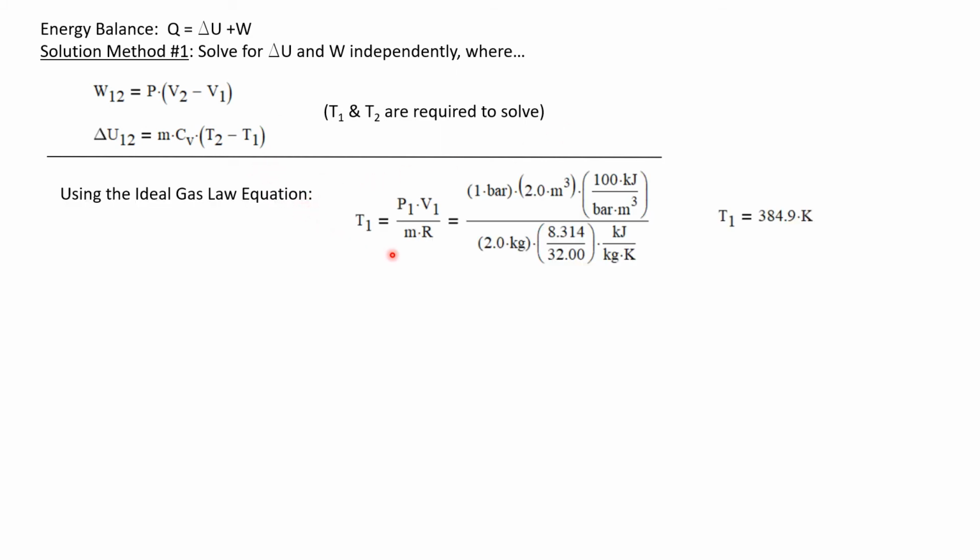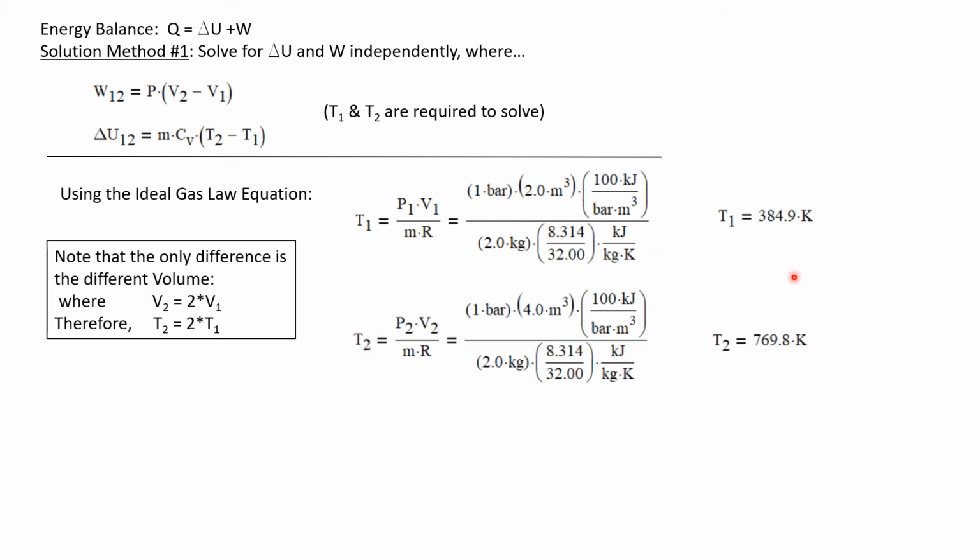I can get them from the ideal gas law. T1 is P1 V1 over M R, and I know all of these values. The pressure is 1 bar. The initial volume is 2 cubic meters. I have an energy conversion here: 1 bar cubic meter is equivalent to 100 kilojoules. The mass of the system is 2 kilograms. The gas constant is 8.314 divided by the molecular weight of 32, having units of kilojoules per kilogram K. And I calculate that T1 is 384.9 Kelvin.